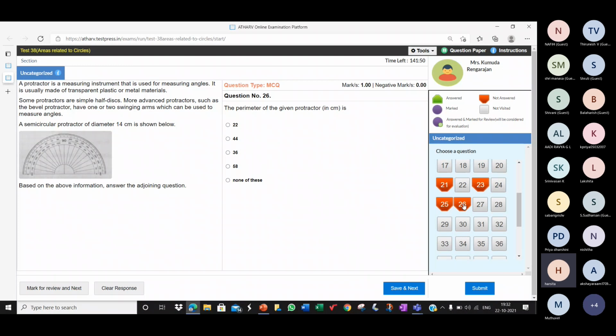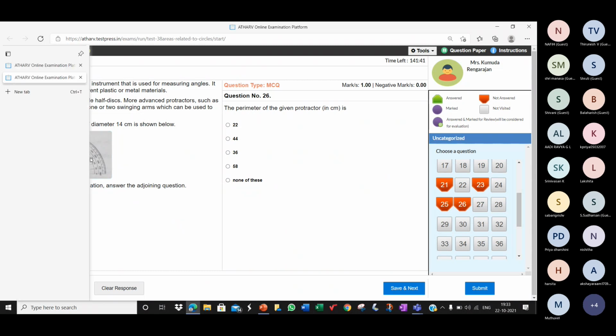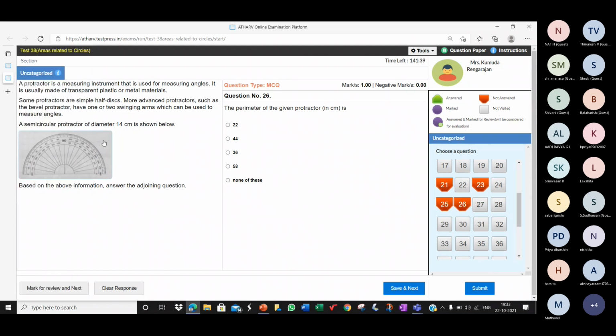Okay. So 2 into 22 by 7, the area of the semicircle. Sorry, the length of the semicircle. What's the formula? Full circle, it will be 2 pi r. Half of it is 2 pi r by 2, so it will be pi r. Pi r plus d. Correct? Yes.